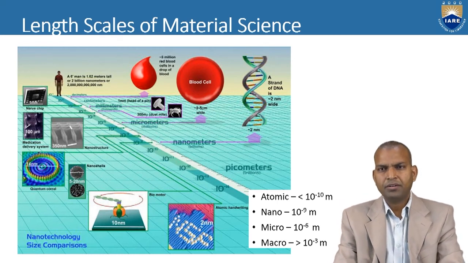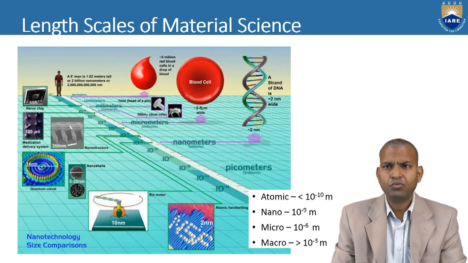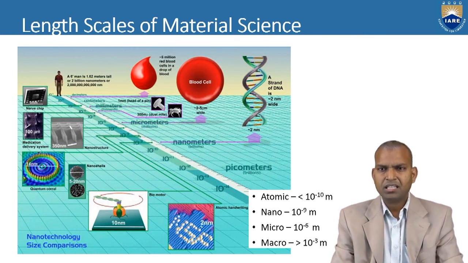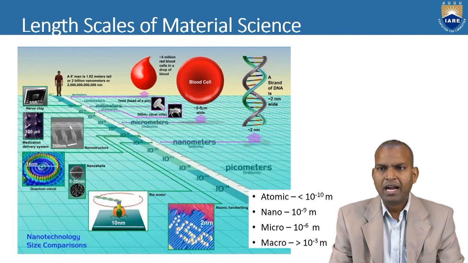Now coming to the scale. What is the scale in material science that we are going to study? So there are various scales. Number one, atomic level. Number two, nano, micro, and macro level. These are the four levels.